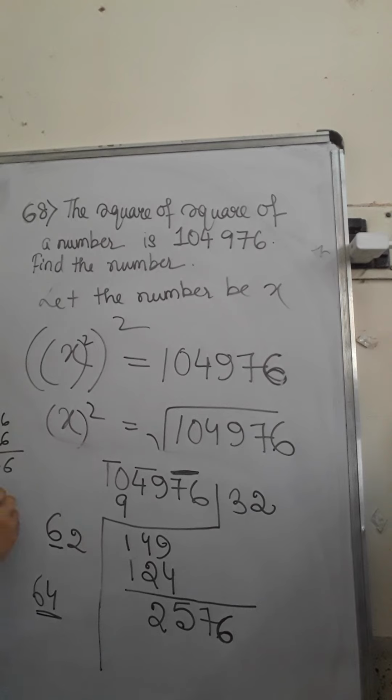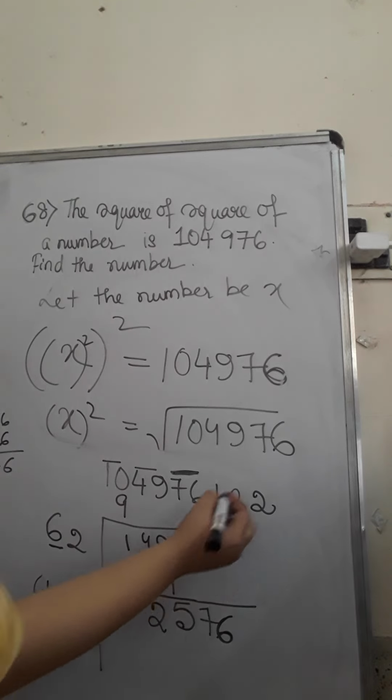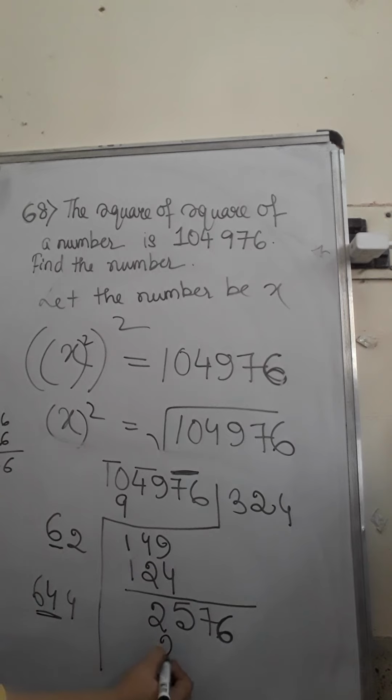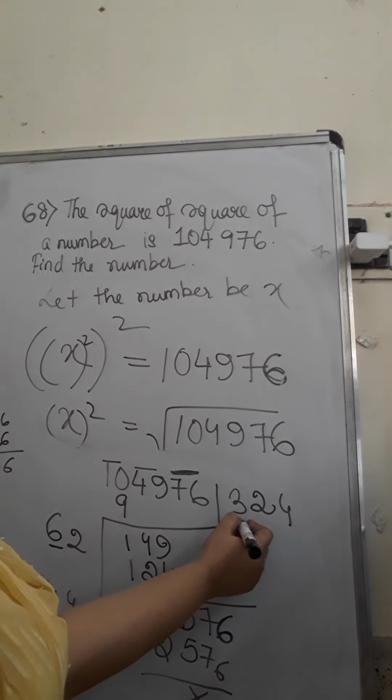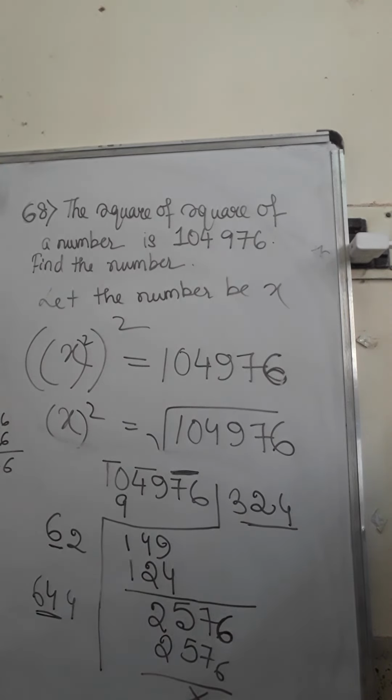I can take 644 into 4. So 644 if I take, I have to multiply with 4 and I am getting 2576. So here the square root of this is done and my answer is 324.